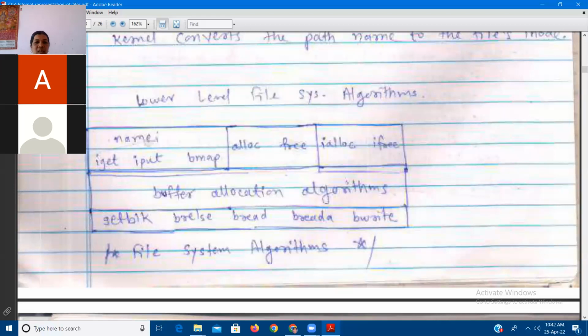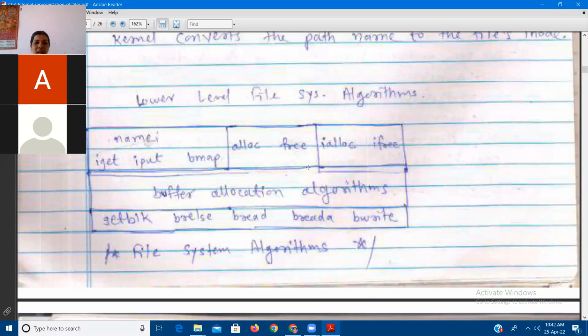Here some algorithms are given which we are going to cover as part of this chapter. We are covering the NMI algorithm. We are going to discuss the iGet algorithm, iPut algorithm, BMAP algorithm, alloc, free, ialloc, ifree. All these are the algorithms which we are going to discuss with respect to file. This is the part with respect to the kernel level. At kernel level, all these algorithms are executed with respect to file.